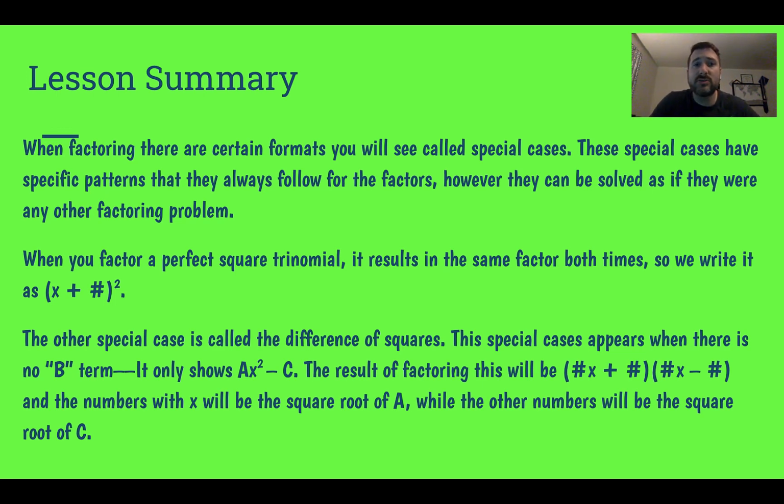Our other special case was called the difference of squares, and this one appears when there's no b term, because the two values canceled each other out. It only shows as ax squared minus c. When you factor this, you get essentially the same binomial both times, just one's plus and one's minus. And with the difference of squares, there is a quick trick. Just take the square root of a, you'll get your first value. Take the square root of c, you'll get your last value. Make one of them positive, one of them negative, and you will have your two binomials.